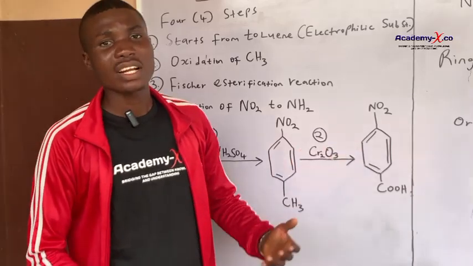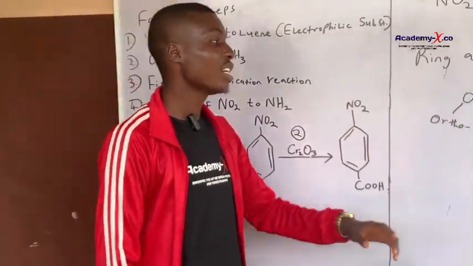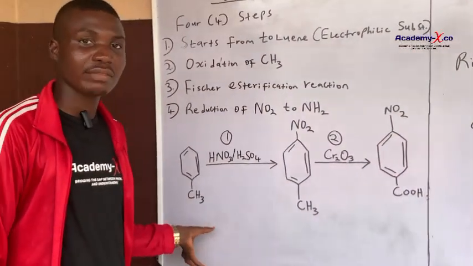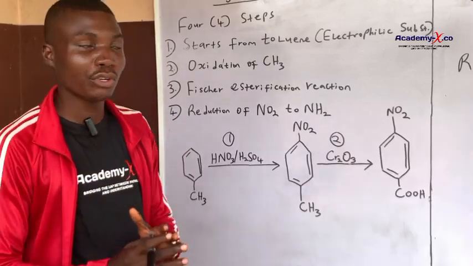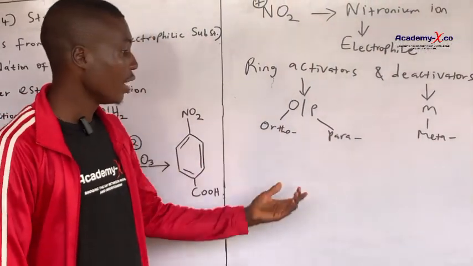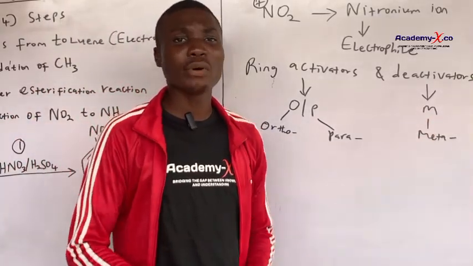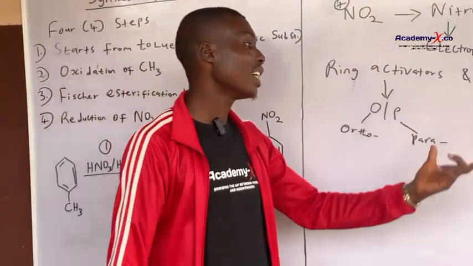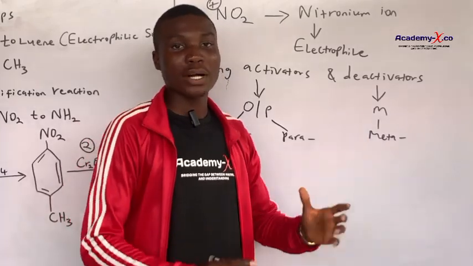Now, when we say ortho directing or para directing, we do not mean that there will be nothing like meta, but it means that in the event that we have a ring activator on the benzene ring, the positions that will be most likely favored for the reaction will be the ortho position and the para position. You may have traces of meta, but it's not as significant as that of ortho and para. In the same way, when you have ring deactivators, you may have traces of ortho and para, but you have a major part of it as meta.